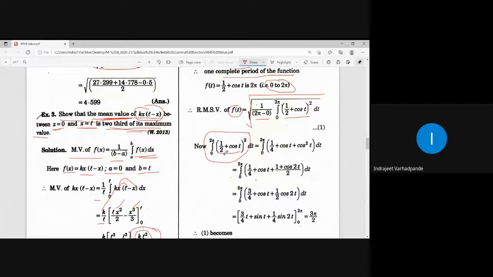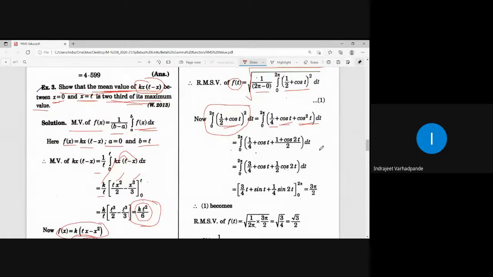So what is a plus b whole square? A plus b whole square is a square plus 2ab plus b square. Integral 0 to 2 pi, half plus cos t plus cos square t dt. But I do not have integration for cos square t. Cos square t will always be written as 1 plus cos 2t upon 2. So substituting this value of cos square t as 1 plus cos 2t upon 2, simplifying together, I am left with the term 3 by 4 plus cos t plus half cos 2t, which is to be integrated. This integration is to be done between 0 to 2 pi.